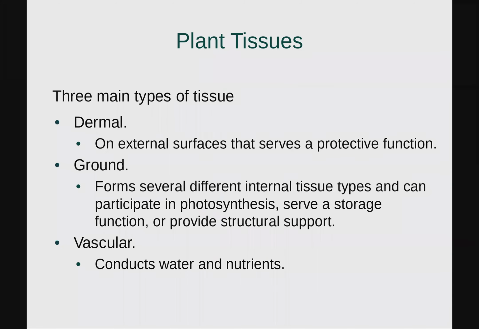Now, there are three distinct types of plant tissues, as we've mentioned. First is the dermal, which is on the external surfaces and produces some sort of protective covering. We have the ground tissue, which forms several different internal tissue types and can also participate in photosynthesis, store things, and provide structural support. And then vascular tissues, which conduct water and nutrients. The vascular tissues are about movement of things around the plant body.